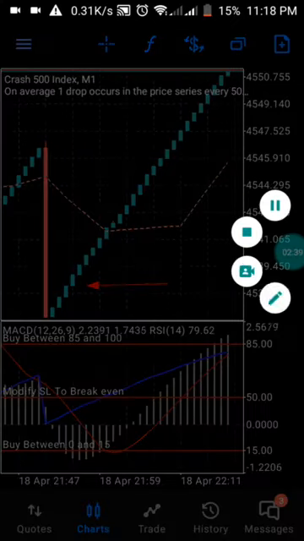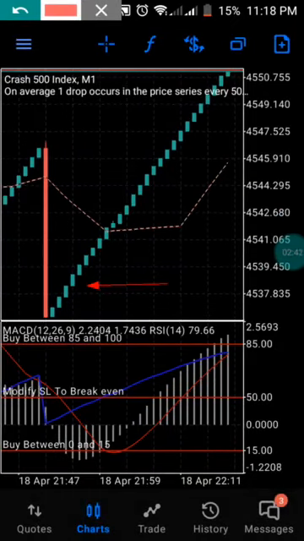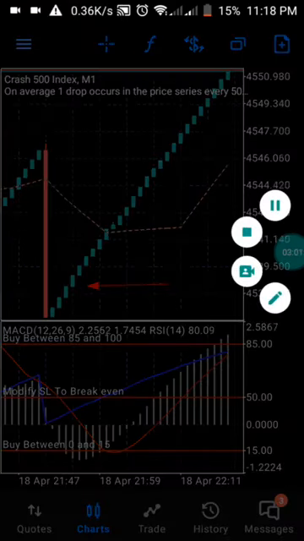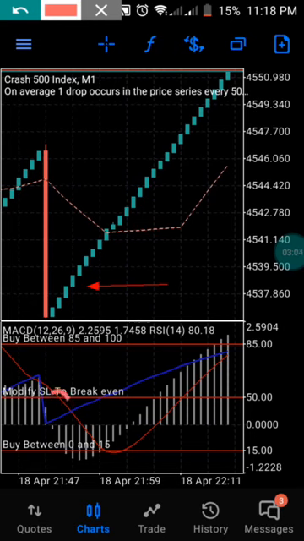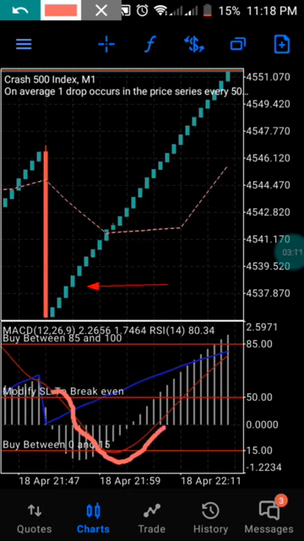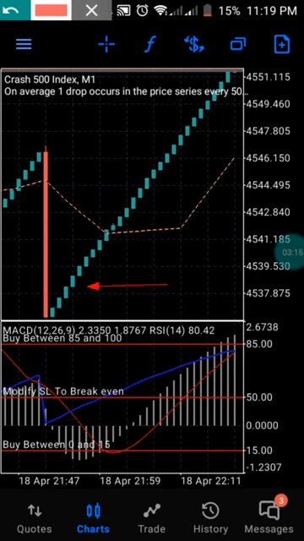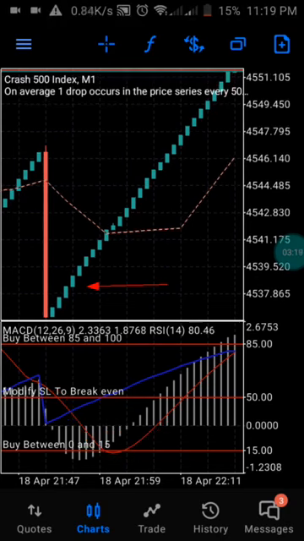The first thing you need to analyze is to identify your histogram moving on the 15 level. Once you can confirm that your histogram is moving on the 15 level on Crash 1000 and Crash 500, then that is your first confirmation. And the second confirmation is that your red line, which I call the MACD 9, is going to cross above the histogram. And once it crosses above the histogram, that is the right time for you to take up your trade.